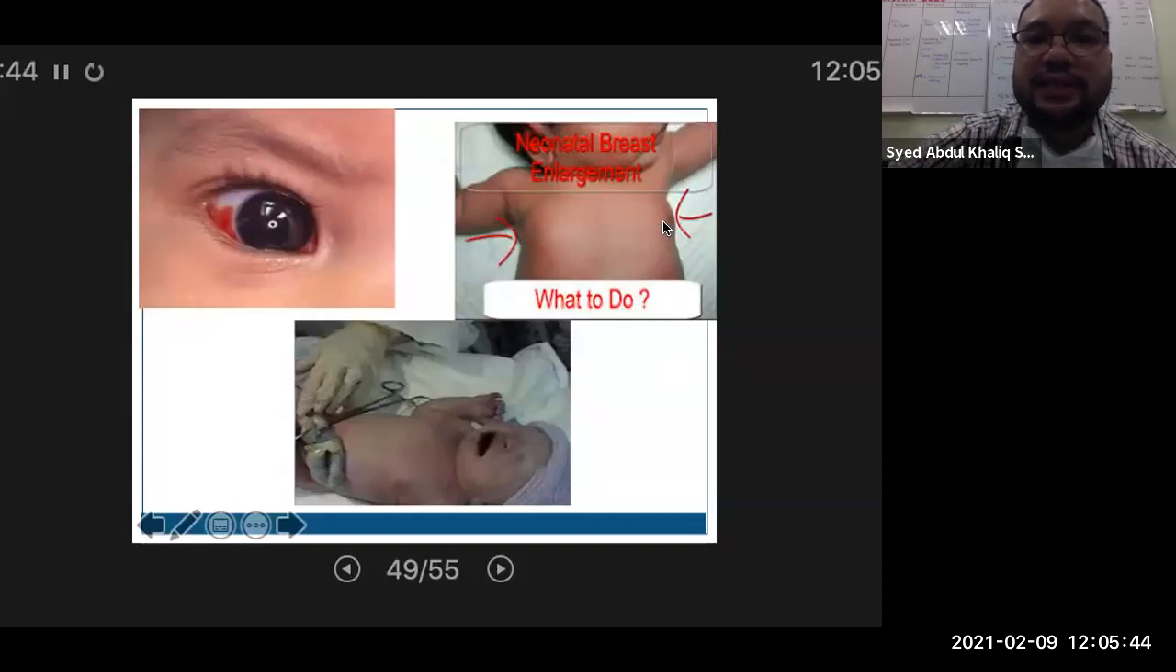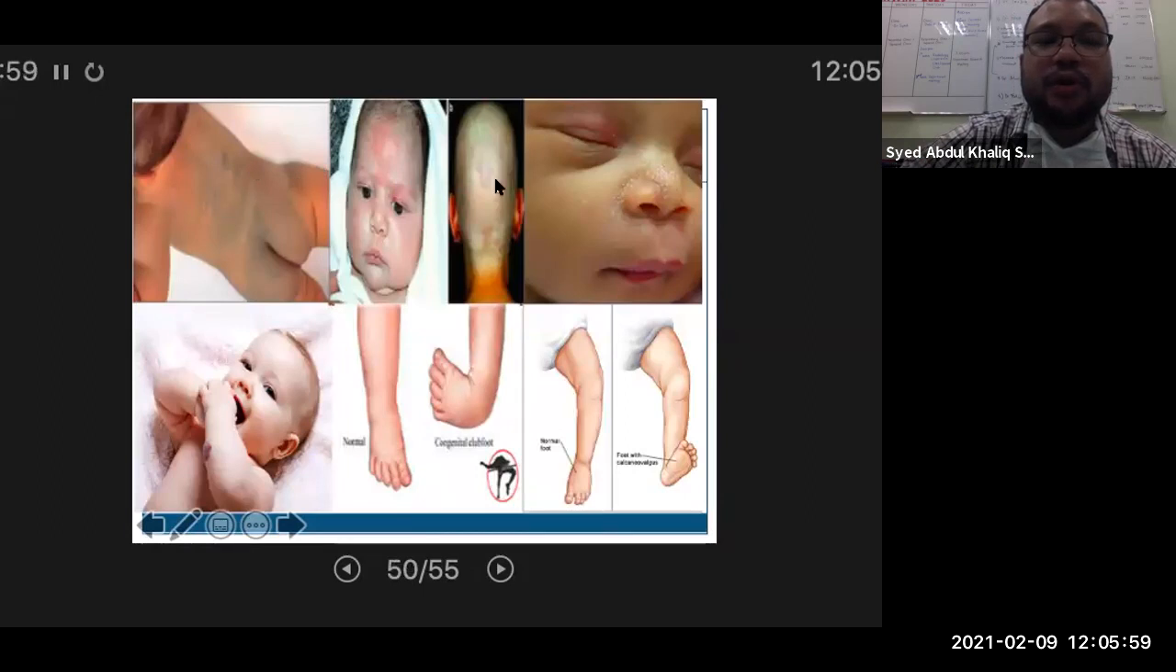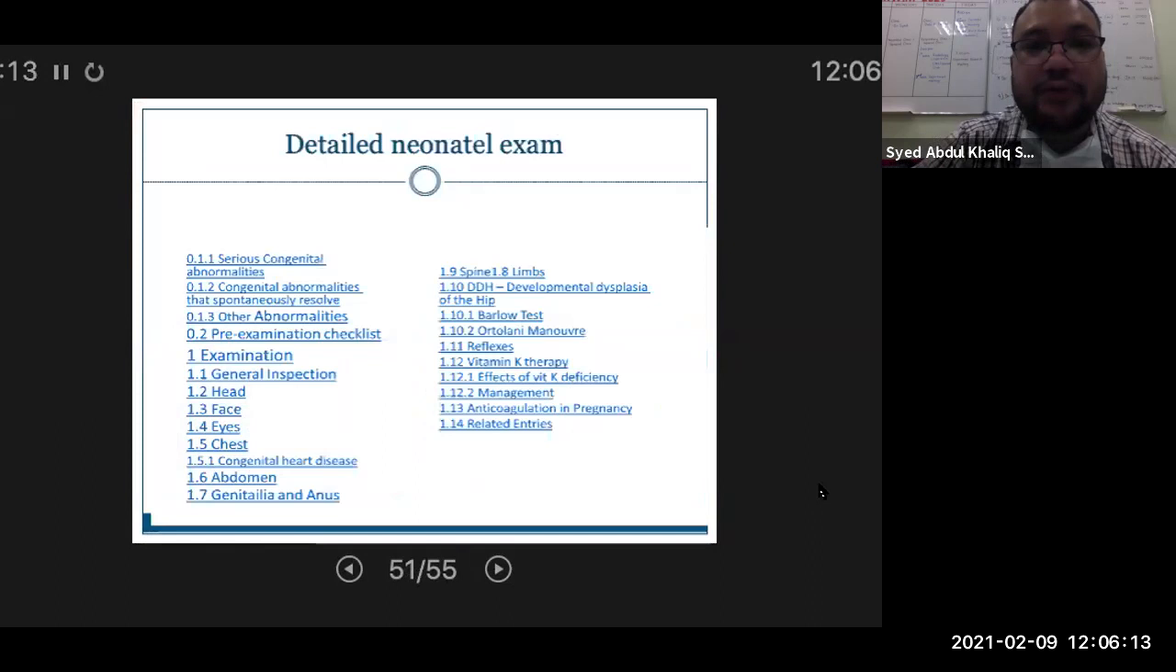Sometimes the baby may have gynecomastia, which is normal as well. This is because of what? This is because of hormones from the mother. And then Mongolian spots. This is milia. Strawberry hemangioma. This is strawberry hemangioma. CTEV. Okay, all right. So these are the examinations that you can do.